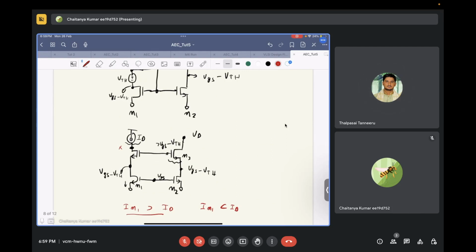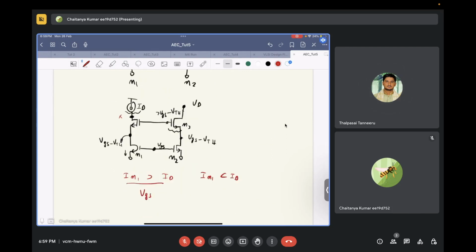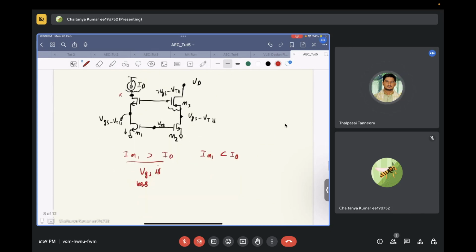Here VGS is high, needs reduction. Here VGS is low, needs increase. So VGS is lower than expected.